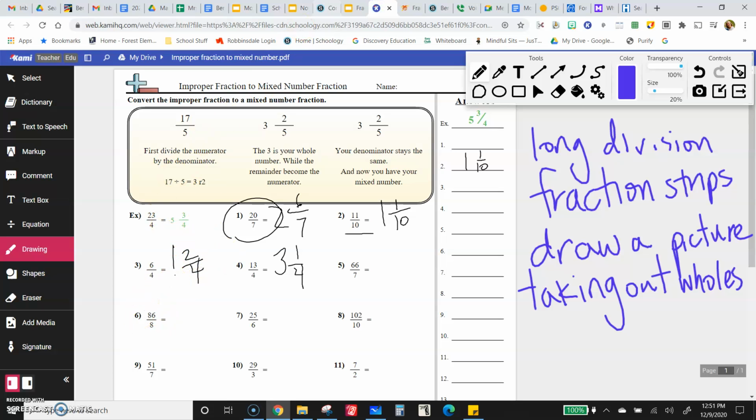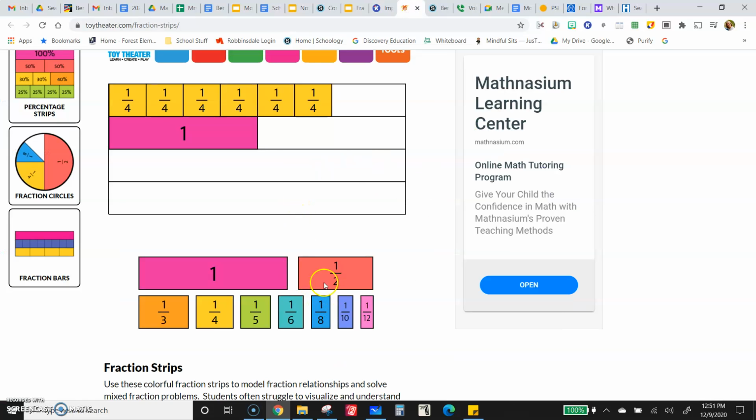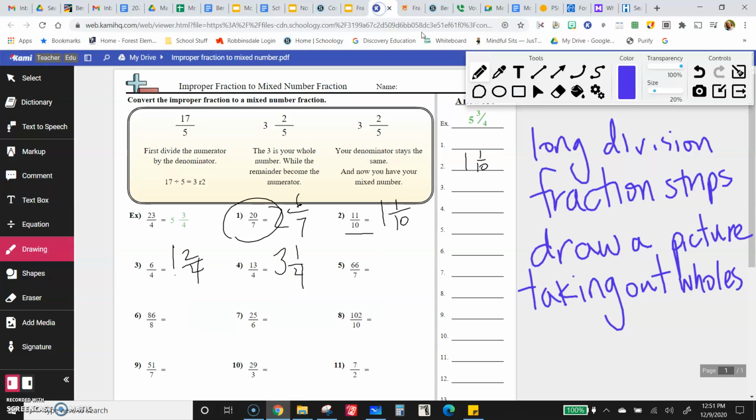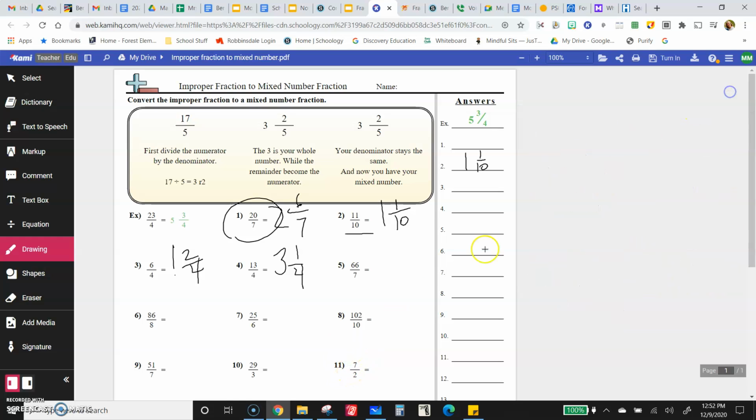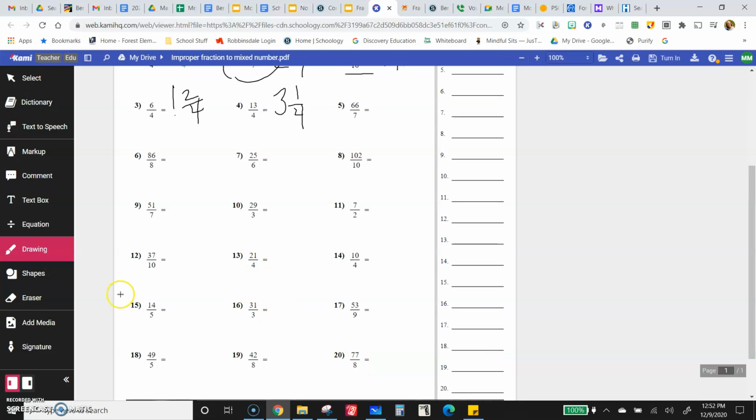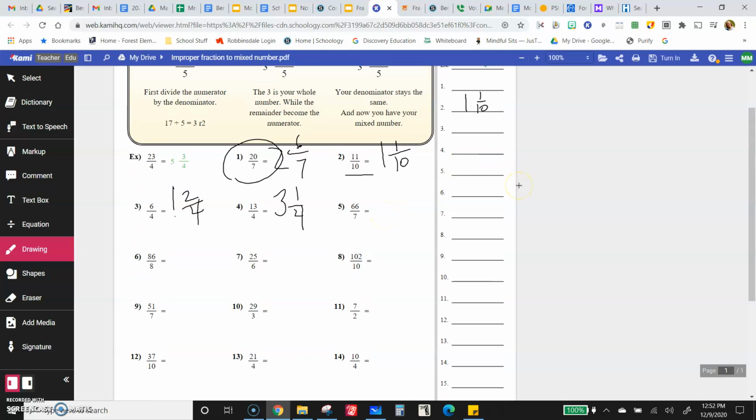Now with 86/8, that's not going to fit on here. I can't just drag 8s. I might be able to fit them all, but that's going to take me forever. Okay, it's not a great strategy for big numbers. Now for 7/2, you could probably fit 7/2 on there. For 14/5, you can probably fit that on your fraction strips. But some of the big numbers, you're going to want to use the long division strategy to help you.